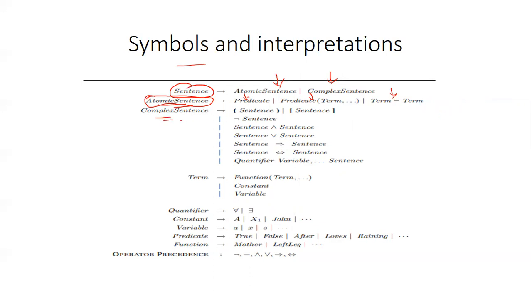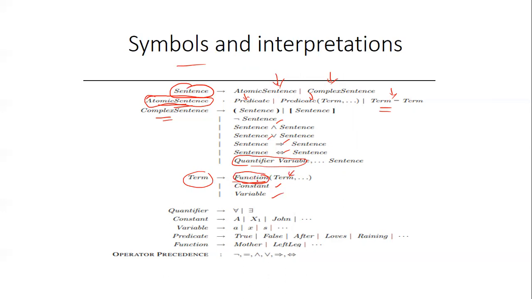And complex sentences are created by combining multiple sentences using conjunction, disjunction, implication, bidirectional, or by using quantifiers, which we'll be discussing soon. And what is a term? A term can be either a constant, a variable or a function. For a function also we specify the parameters. Okay, fine.